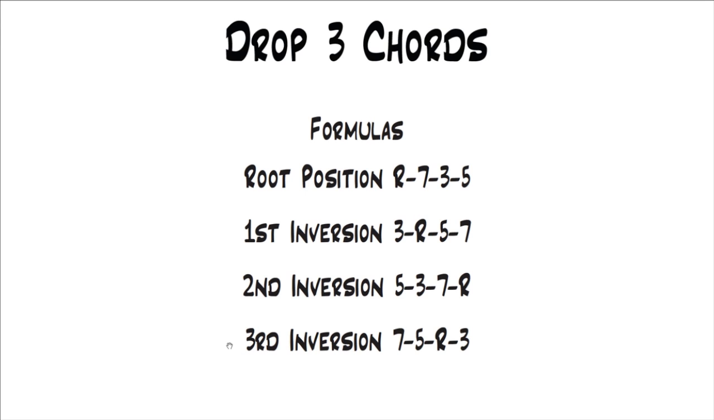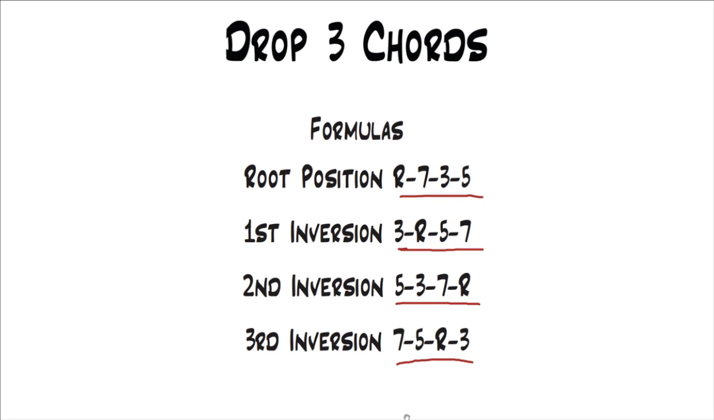And the formula for drop 3 chords, as you could have seen as we're going through them, in root position it's always root, 7, 3, 5. That's the order of your intervals. In first inversion, it's always 3, root, 5, 7. Second inversion is always 5, 3, 7, root. Third inversion is always 7, 5, root, 3.